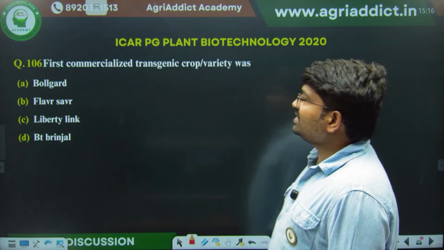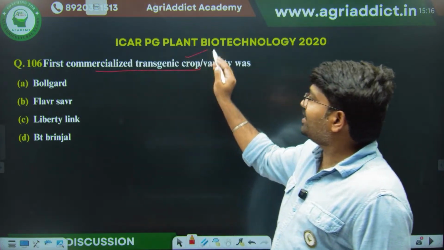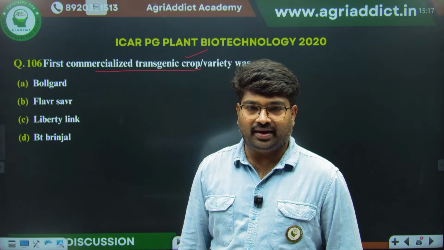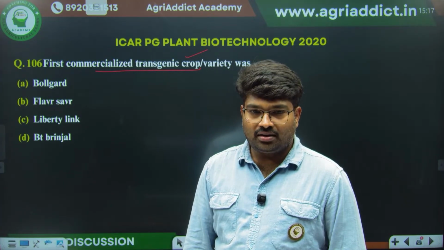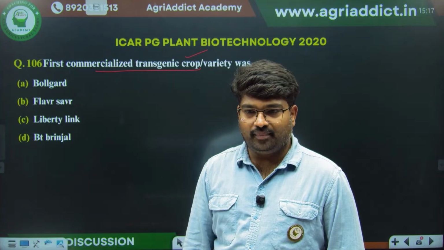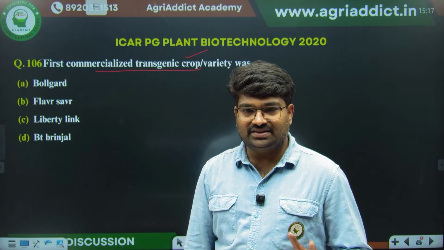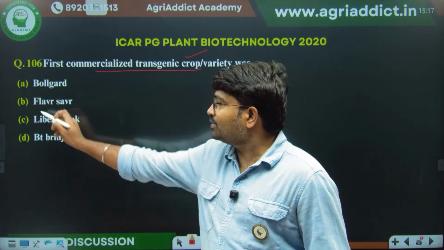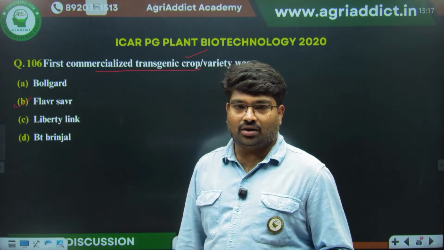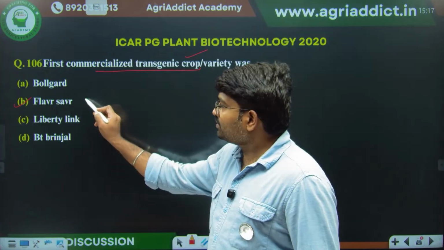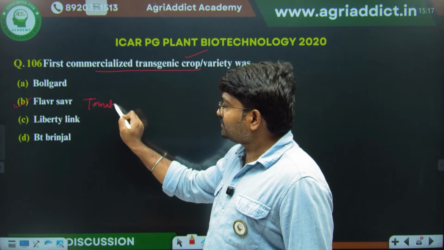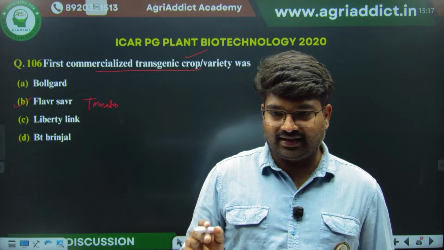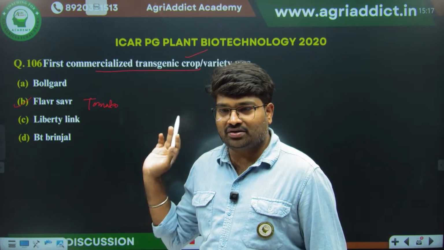The first commercialized transgenic crop variety is what? Bollgard, Flavr Savr, Liberty Link, Bt Brinjal. What is the first commercial crop variety? Yes, Flavr Savr. Flavr Savr is a variety of which crop? Yes, tomato. Which gene did they target there, and which technology? Yes, Flavr Savr is correct, tomato also correct.